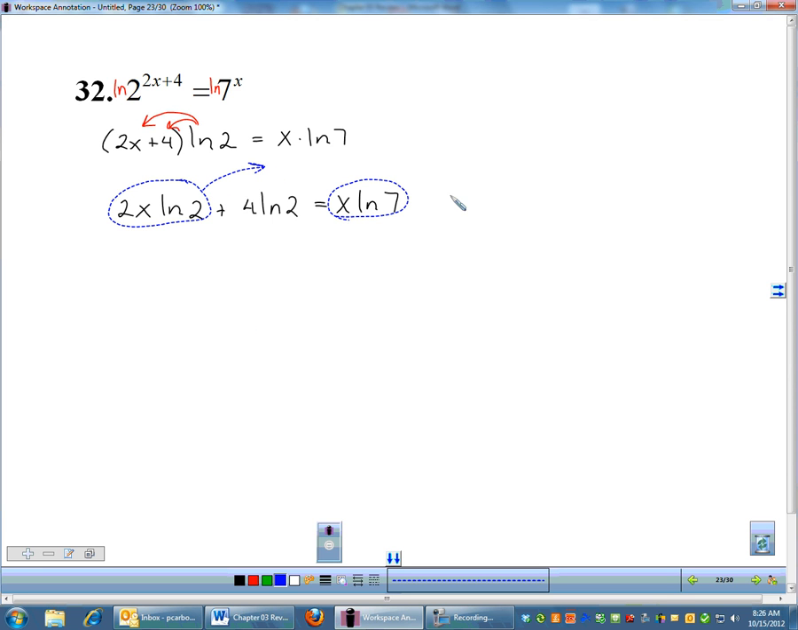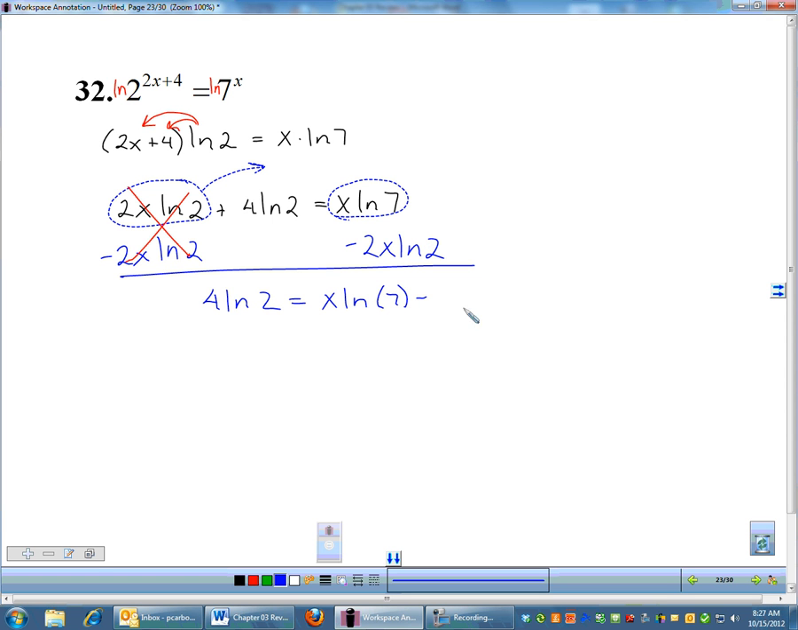And the reason I'm moving this one over is because my x over here, it'll leave the 4 ln 2 by itself. You could move the x ln 7 over, but then you'll have to move some other things to the right side. So I'm going to move this over. I'm going to subtract 2x ln 2 from both sides, and they don't combine. So it's 4 ln 2, because over here, 2x ln 2 minus 2x ln 2 is 0. Those cancel. So I have 4 ln 2 is equal to, and do not try to combine these, x ln of 7 minus 2x ln of 2.